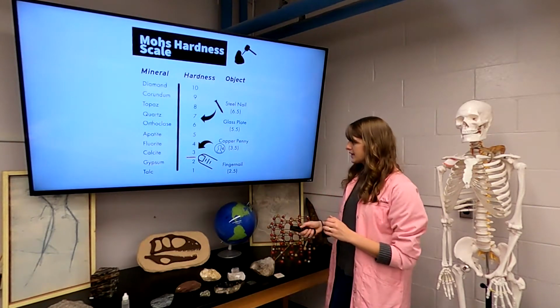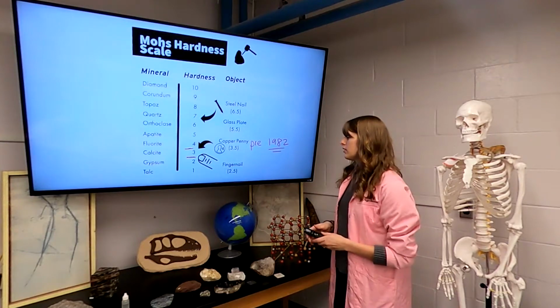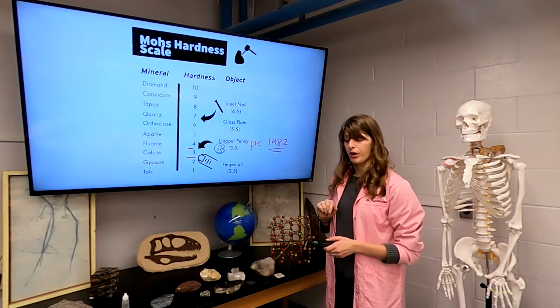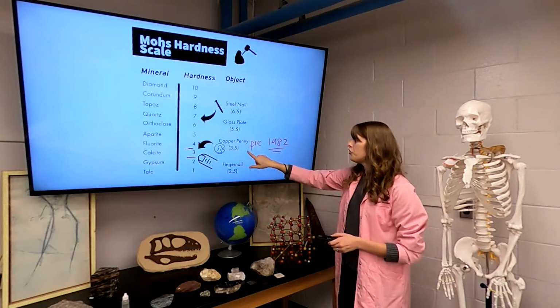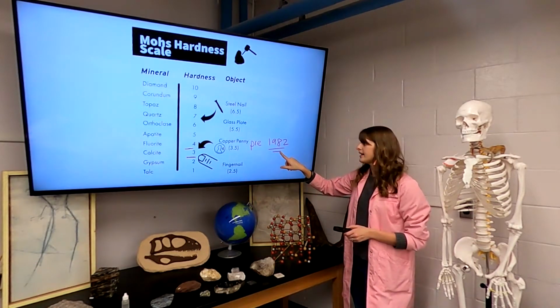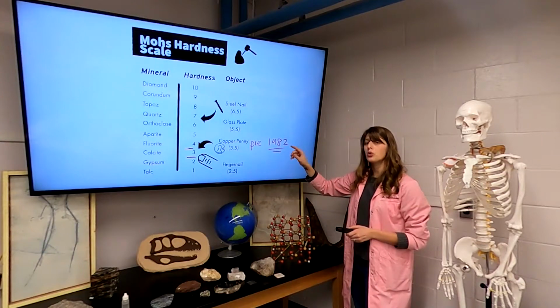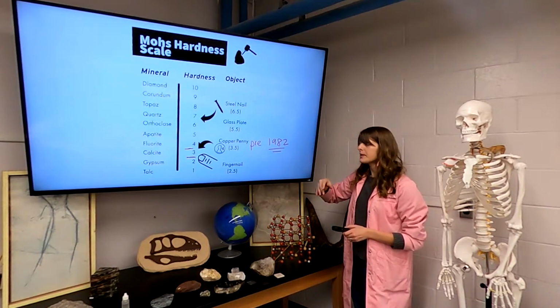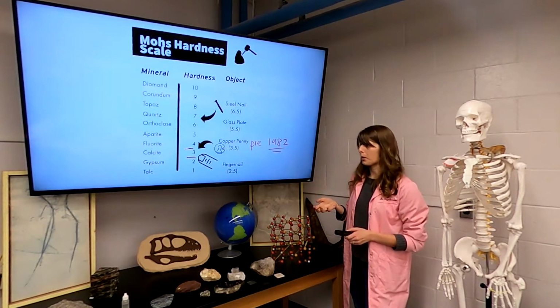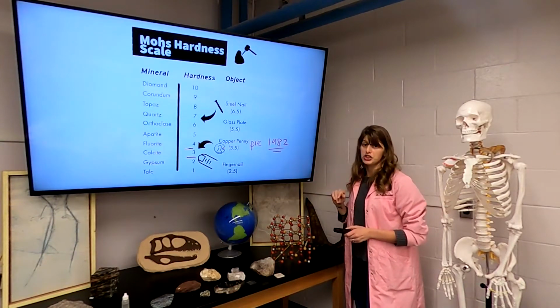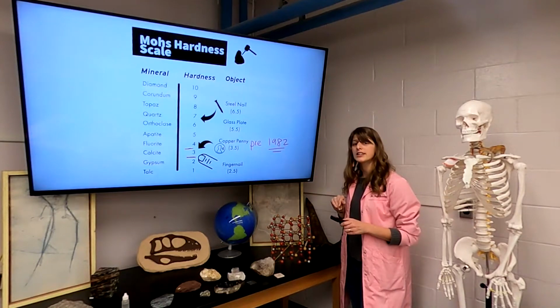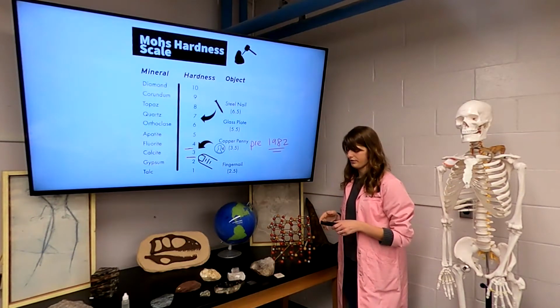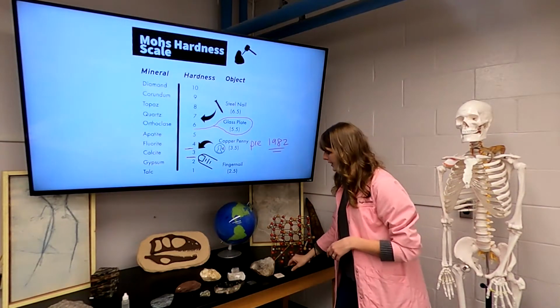We have objects like a copper penny. Well, that has a hardness of 3.5, and I can take my penny and try to scratch the surface of a mineral. But note that this copper penny needs to be from 1982 or older. And that's because we changed how our pennies were made. So if you can scratch a mineral with a copper penny, that means that mineral has a hardness of less than 3.5.